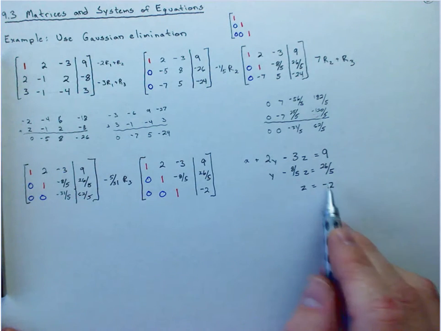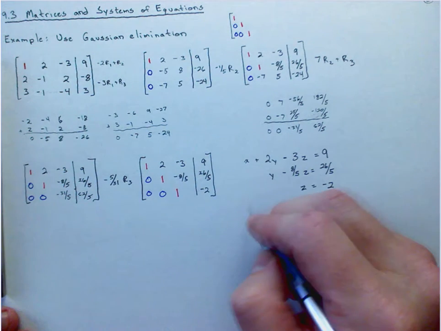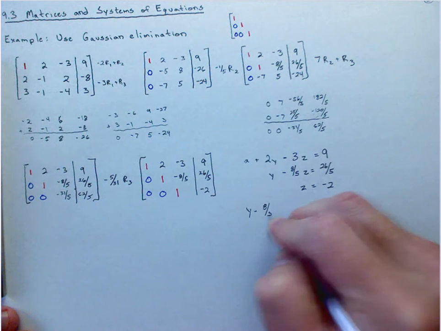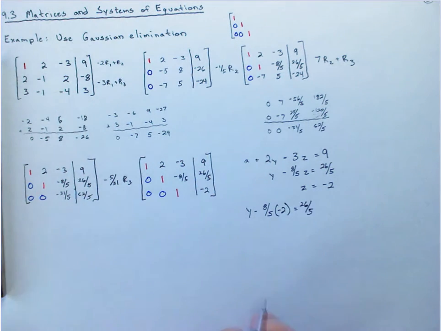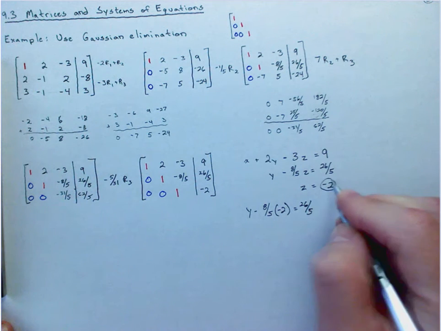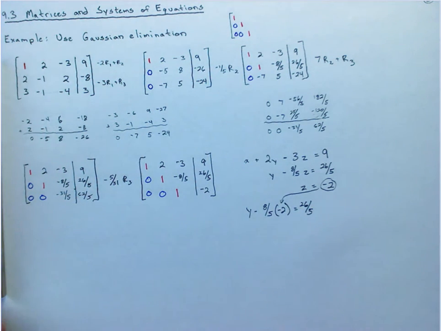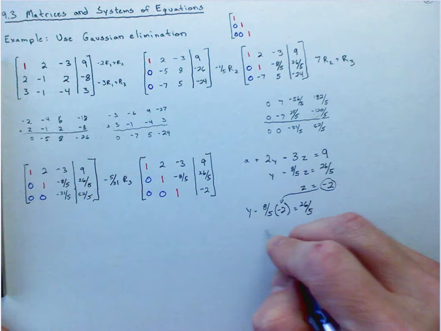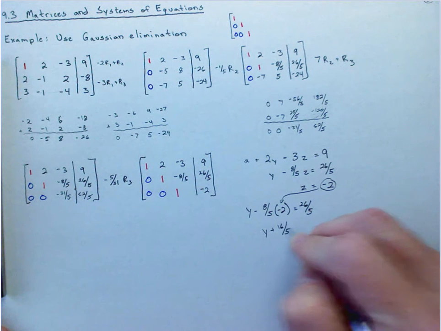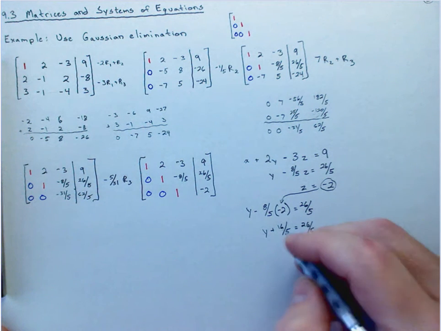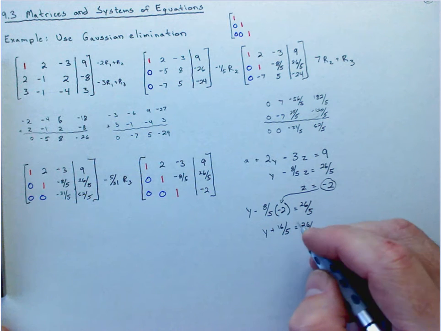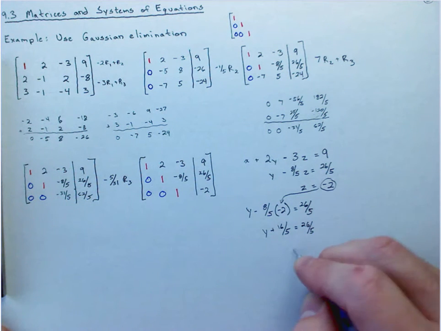I take z, I plug it in here. So I end up with y minus 8 fifths times a negative 2 equals 26 fifths. That is that negative 2 being plugged into where z is in this equation. And then I solve. I end up with y plus 16 fifths equals 26 fifths. And then subtract, and I end up with 10 over 5, so y equals 2.